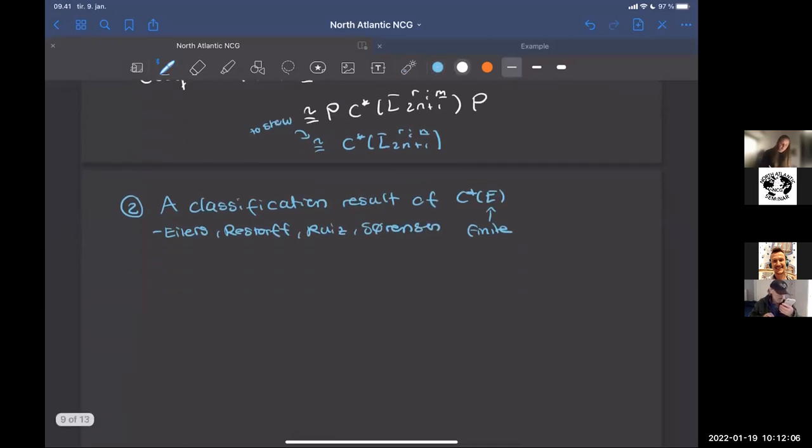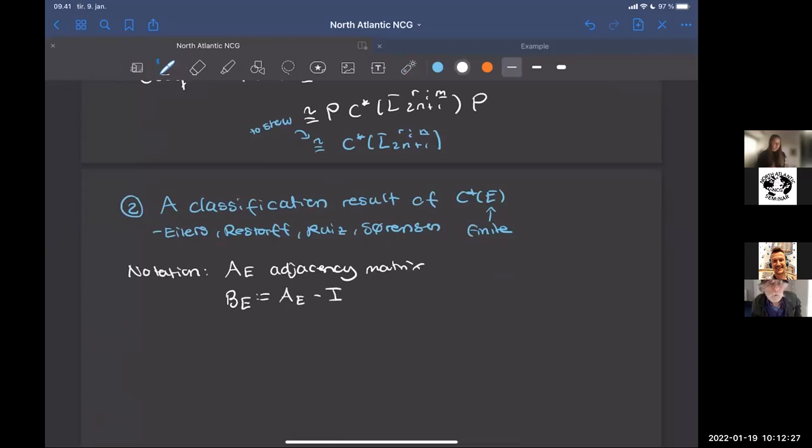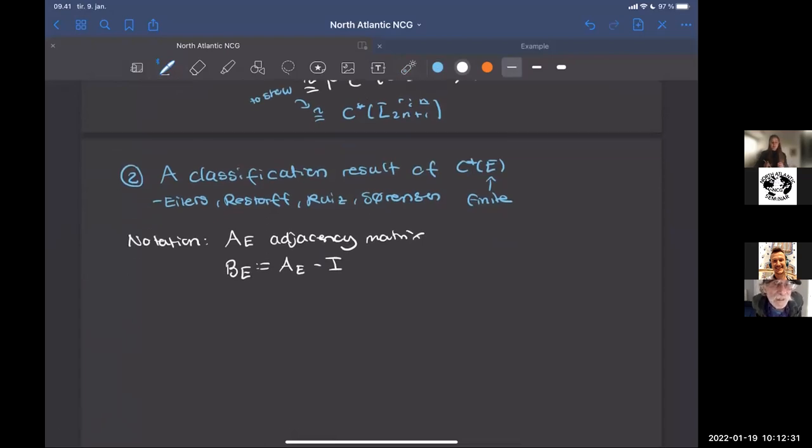Okay, so first some notation. We have that A_E denotes the adjacency matrix for the graph E, indicating how many edges we have between a pair of vertices. And then we define B_E to be A_E minus the identity matrix. So now in this classification result, they classify these finite graph C*-algebras using the ordered reduced filtered K-theory, where the main idea is to look at the K-theory of all ideals and subquotients and maps between them. But this boils down to something which is easier to work with, which is SLP equivalence, in the case where we have some conditions on the graph.